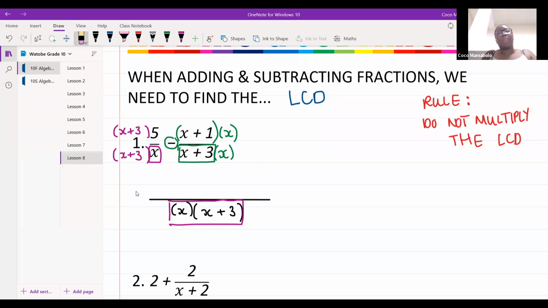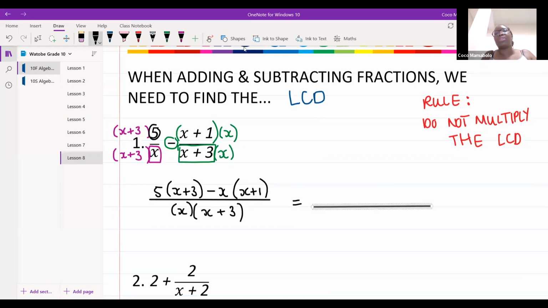Okay. And now I can multiply out the top part. Always easy to multiply out. So now I've got 5 multiplied by x plus 3, so this is x multiplied by x plus 3. And over here, I've got a negative and an x multiplying into x plus 1. And all of this is equal to, leave your denominator exactly the way it looks. Do not multiply out. Just leave it as x multiplied by x plus 3. Now we can distribute, but only on the top. Distribute only on the top.